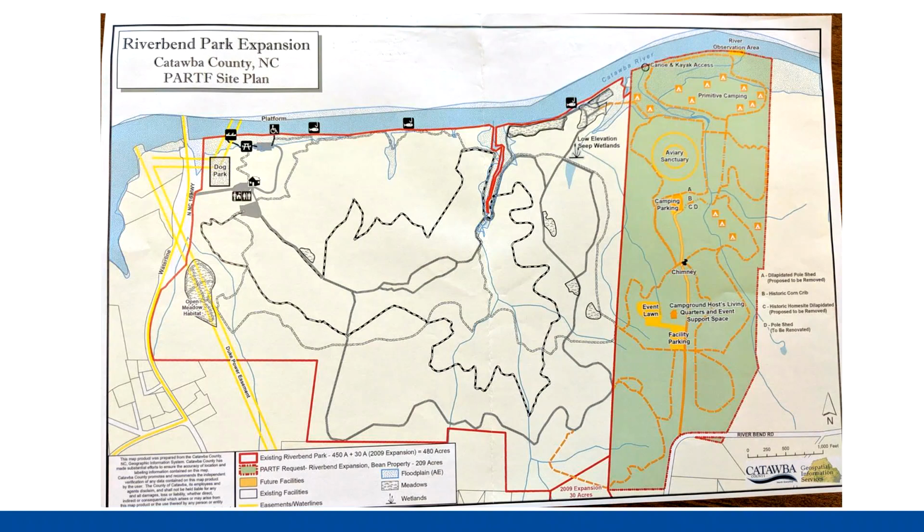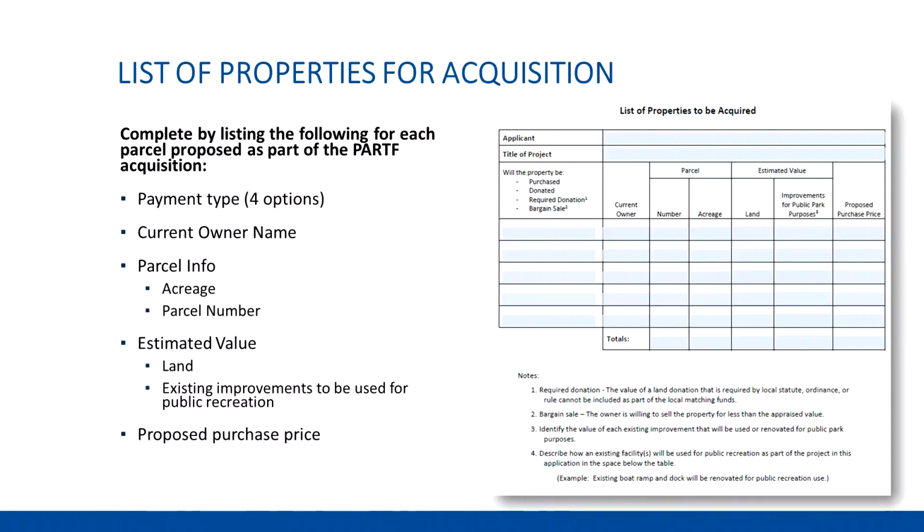But they showed the future development in orange. So again, this way when the Park Authority looks at it, they know, oh, okay, they're going to tie into their existing trail system, add some camping, and some access to the river. So make sure you include all of those. And again, your RRS consultants can review any plans that you have and give you some tips on working with that. So another page is looking at the list of properties for acquisition.